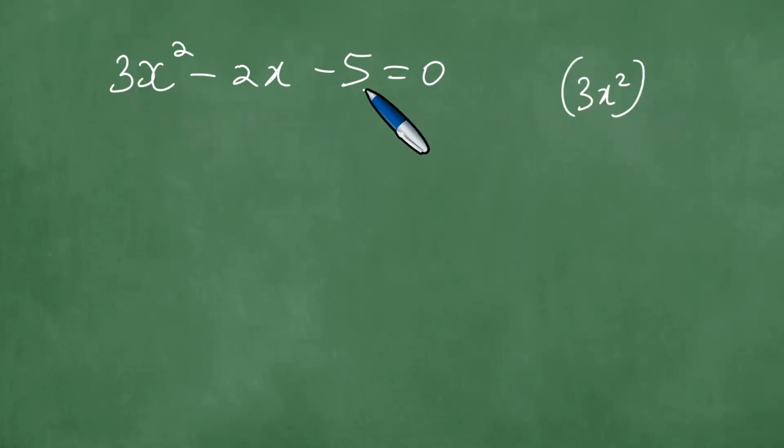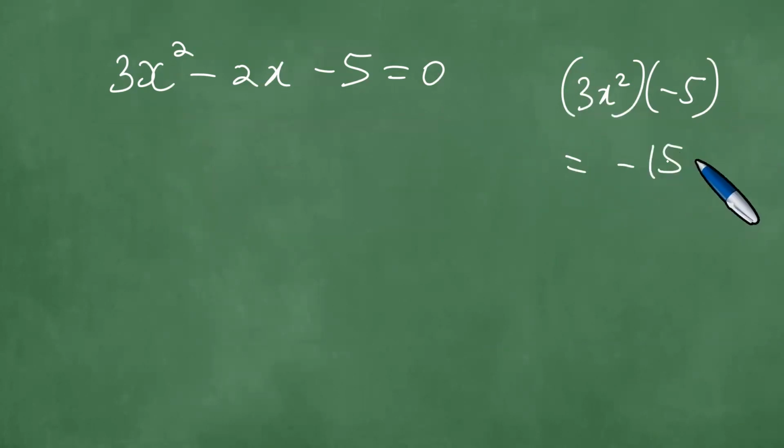But now we take the 3x squared and multiply with minus 5, the c, and we get minus 15, because 3 by 5 is 15, with the minus. We have the factors of minus 15 that give minus 2. What are they?